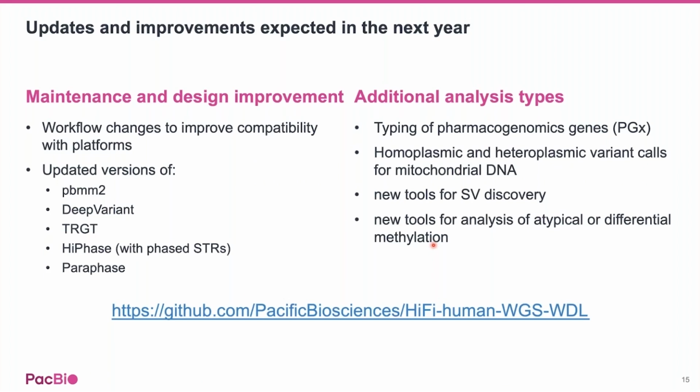We have a lot planned for this workflow in the next year. In addition to bug fixes and maintenance updates, like improving platform compatibility and updating to newer versions of some of our tools, we'll also be adding new types of analysis. We plan to add pharmacogenomics typing, PGx typing, with tools like Pangu, pb-StarPhase, and PharmCAT. We have plans for calling homoplasmic and heteroplasmic variants in mitochondrial DNA. We have some team members working on our next generation of structural variant discovery tools. And finally, we'll be adding tools for the analysis of atypical or differential methylation.